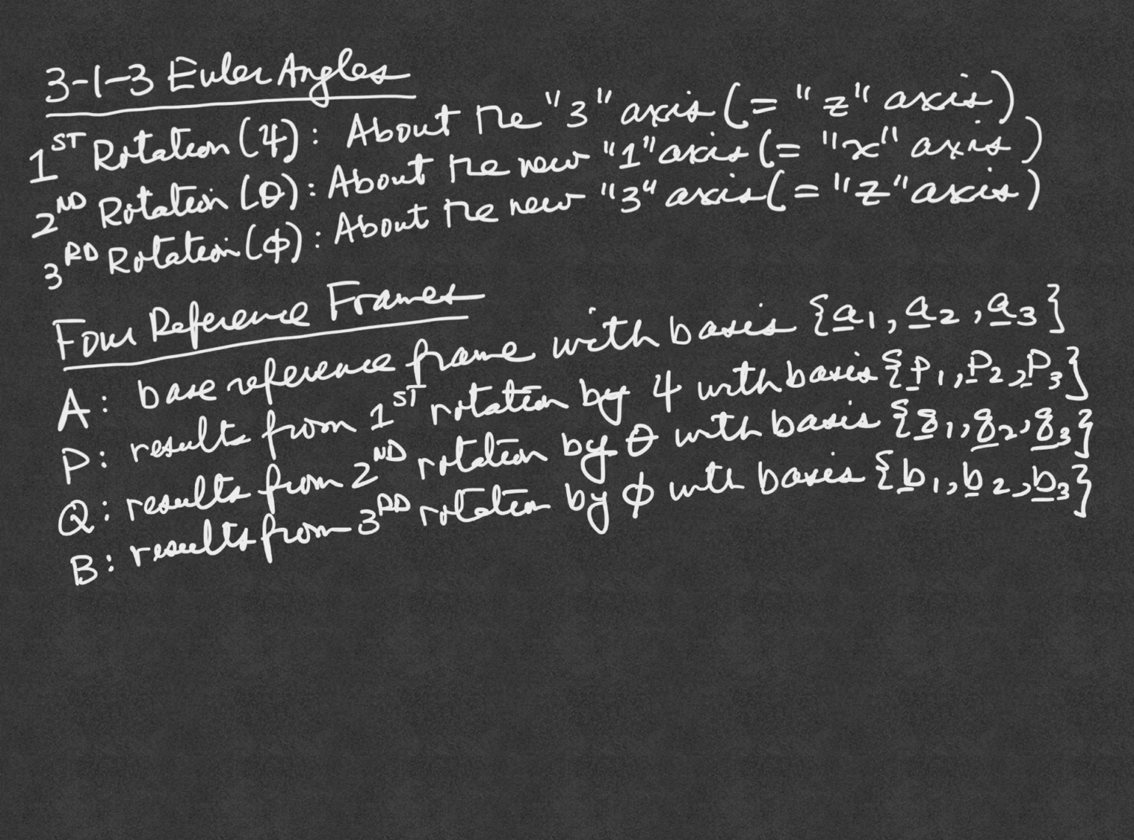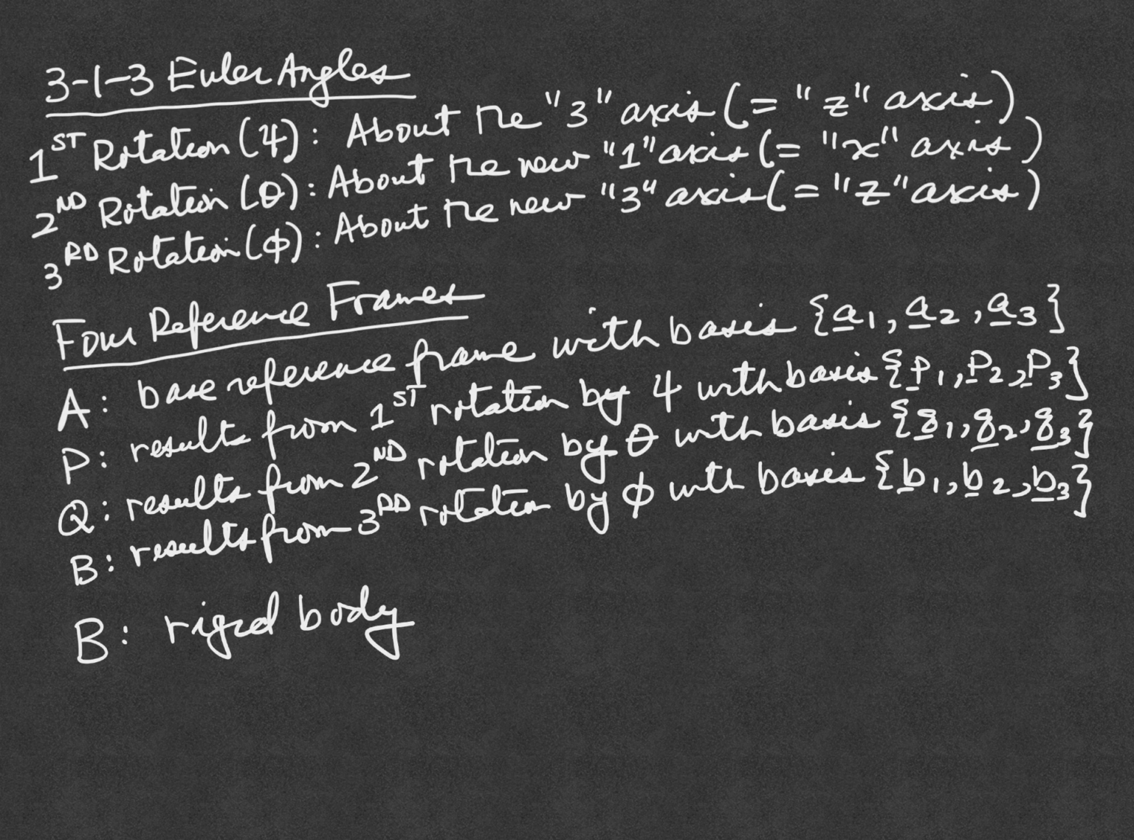Now, the last basis, B1, B2, B3, is actually fixed in what would then be the rigid body. So B is the rigid body itself. In other words, we have now rotated the rigid body from its initial orientation, which would be frame A, through these 3 rotations to a new orientation, which gets us to reference frame B, which is the rigid body.